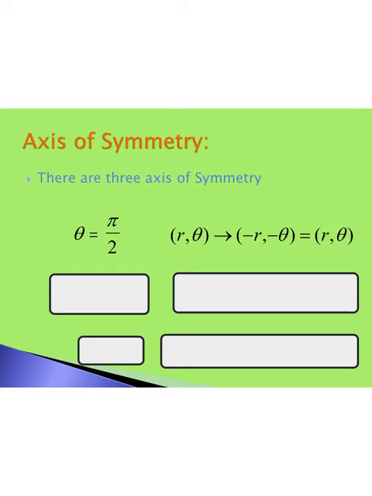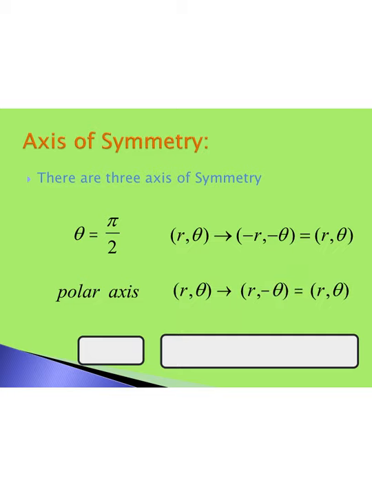Our second type of symmetry is going to be the polar axis, and this is essentially like your x-axis. So for this type of symmetry, if you have a point r comma theta, and you replace it with a point r comma negative theta, again, you end up with the exact same point.